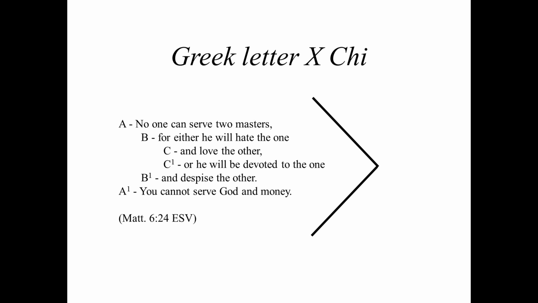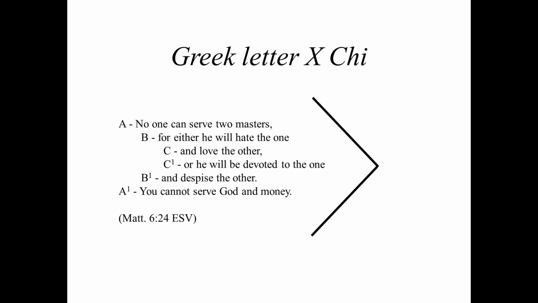In Matthew 6:24, Jesus said, "No one can serve two masters, for either he will hate the one and love the other, or he will be devoted to the one and despise the other. You cannot serve God and money." Now, C and C prime are the central point of what Jesus is getting at. It's talking about love and devotion.